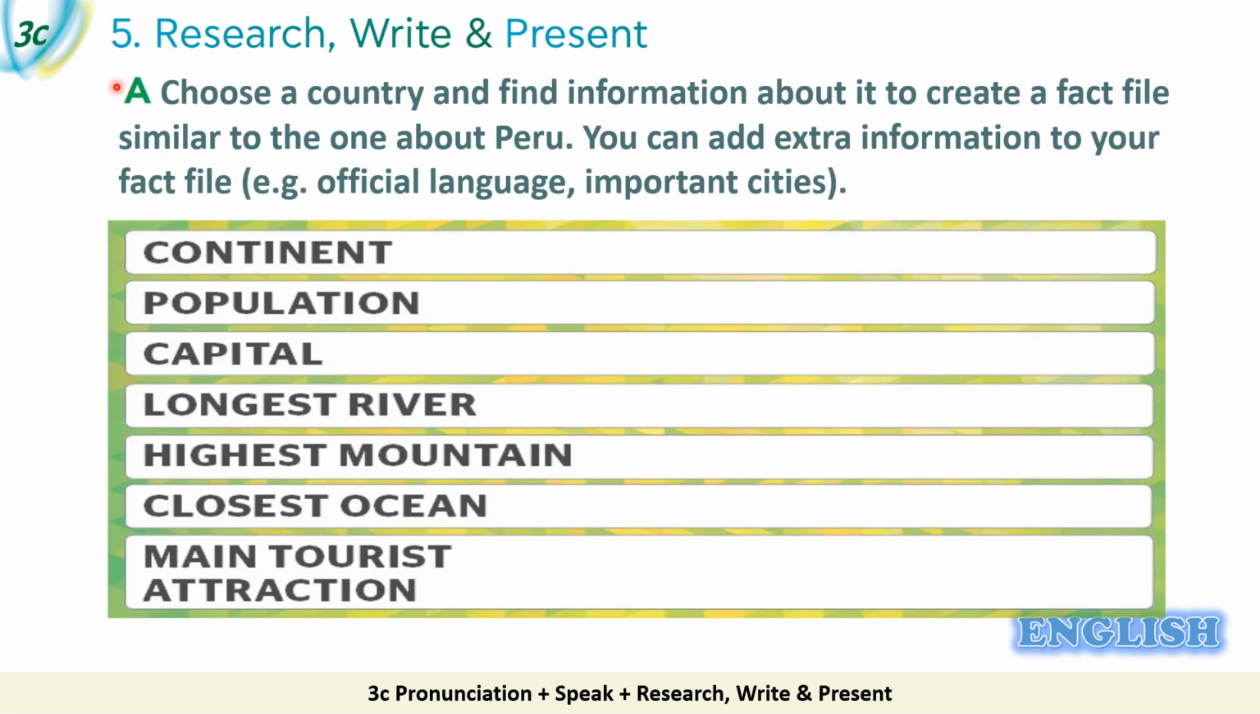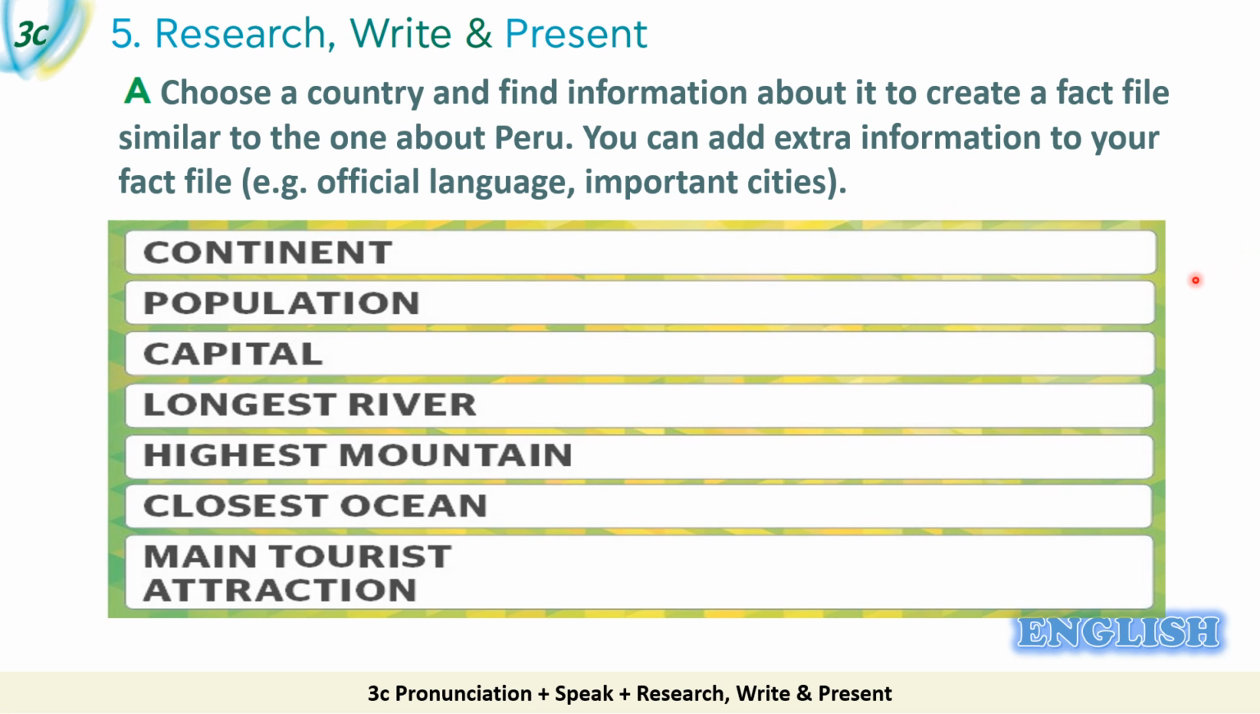Let's move to activity 5. Research. Write and present. Exercise A. Choose a country and find information about it to create a fact file similar to the one about Peru. You can add extra information to your fact file. For example, official language, important cities.